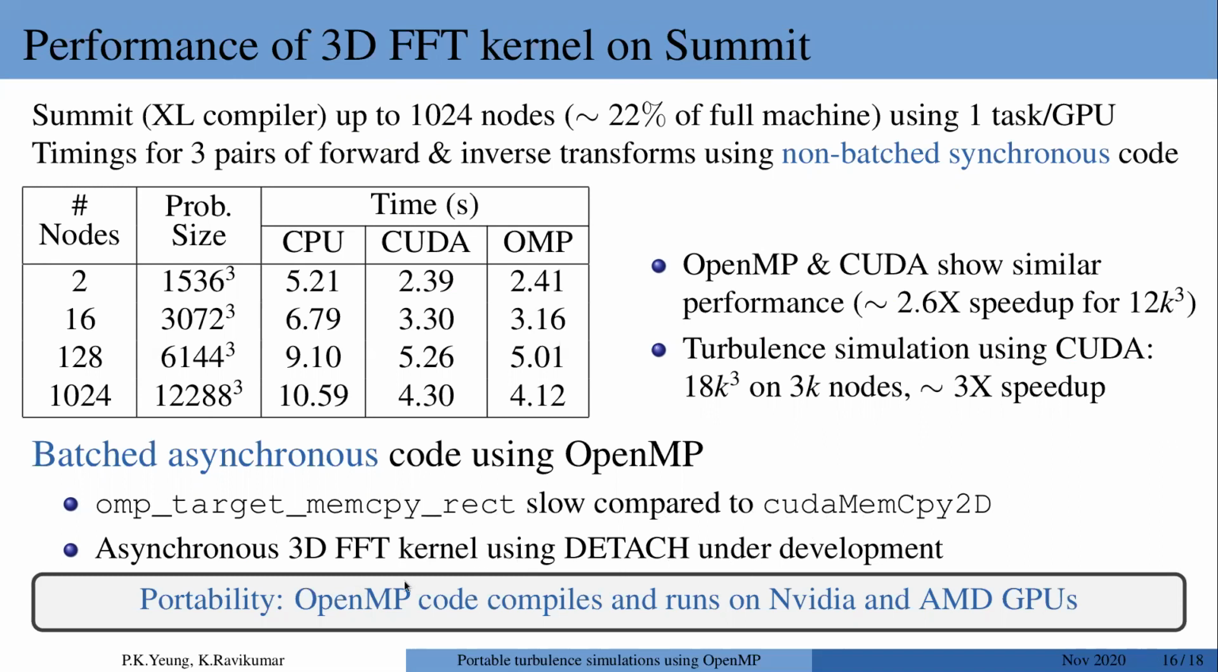In regards to portability, we'd like to point out here that the OpenMP code actually can compile and run on both NVIDIA and AMD GPUs, which makes it a portable code to various architectures.